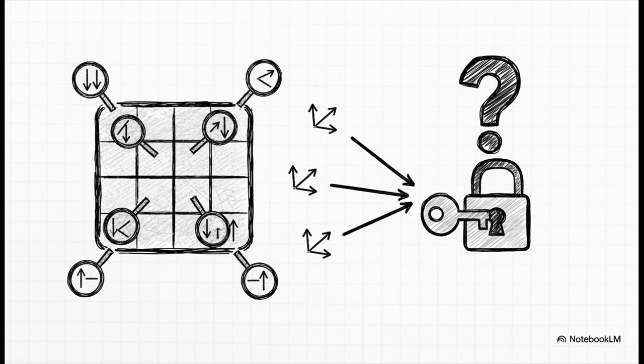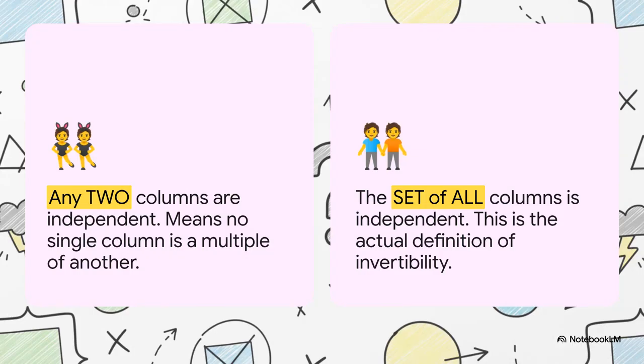So let's see if that logic actually holds up. And this slide just nails the trap perfectly. For a matrix to be invertible, the entire set of all its columns has to be linearly independent. What the claim gives us is just pairwise independence. Is that the same thing?